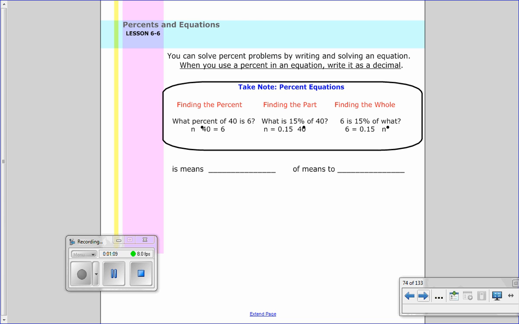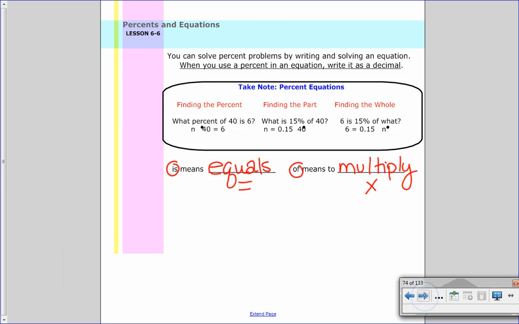Now when we're doing these, there's something you need to look at, and that's again the words is and of. Whenever they have the word is, that means you're going to put in an equal sign. If they have the word of, it means you're going to multiply. And this is really going to help you in tonight's lesson. So we're going to go ahead and get started.